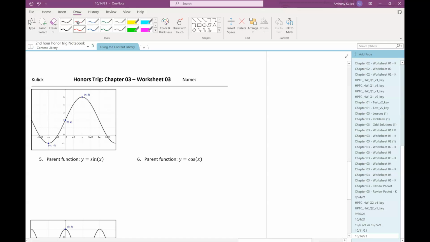Okay, so first thing I'd want to do is look for the k, which means I'm finding the midline. So right there. Next thing I'm going to do is look for the amplitude. So that's that distance. Going from 2 to 5, the amplitude was 3.